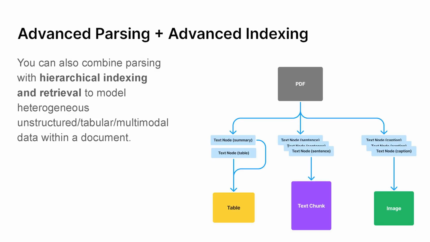Beyond just the parsing piece, you can also do a variety of things that go way beyond standard chunking and vector indexing, to create a more advanced index and retrieval flow over your data. This is especially relevant once you get into the era of building more multimodal applications. One general thought is you can combine parsing with not just flat chunking and indexing, but some sort of hierarchical indexing and retrieval to model heterogeneous data within the document.